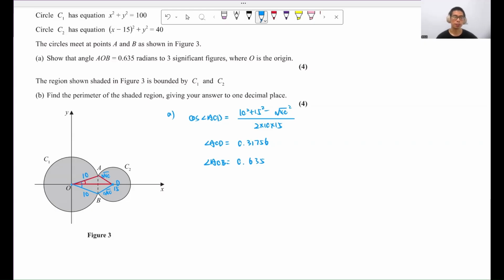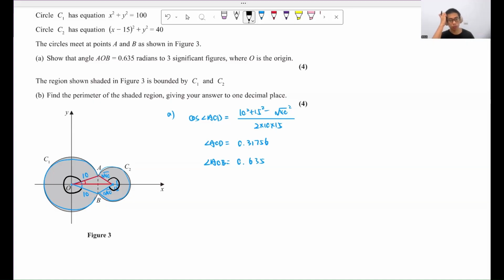And then for part B, the region shown shaded in figure 3 is bounded by C1 and C2. Find the perimeter of the shaded region, giving your answer to 1 decimal place. So that means we need to work out this arc length plus this arc length. And to work out the arc length is just r times theta. So as long as we know what the angle is, we can multiply to get the answer, because we already know both of the radii. So we need this angle and also this angle.